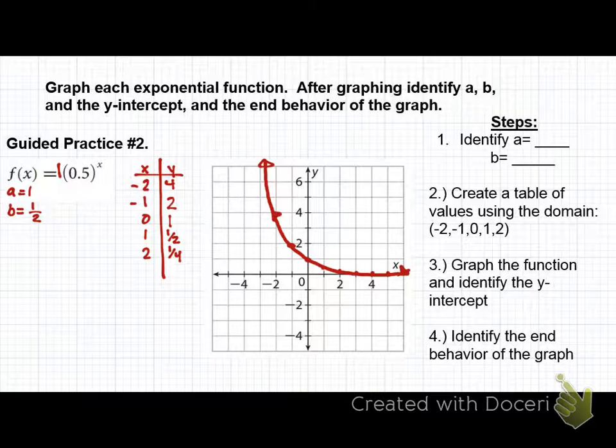Okay. What about the end behavior? As x gets bigger, what's happening to my graph? It's approaching our asymptote, which is what? y equals 0. Okay, that's it. All right, so that concludes the lesson.